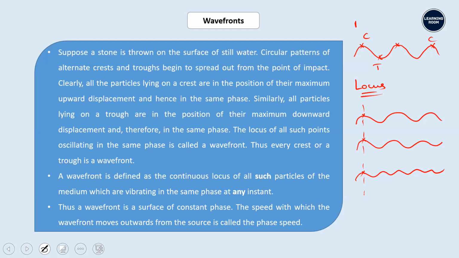Another important point to be noted here is the speed with which the wavefront moves outward. Remember, wavefront always moves in the outward direction. The speed with which the wavefront moves outward from the source is called the phase speed. Am I clear with this?